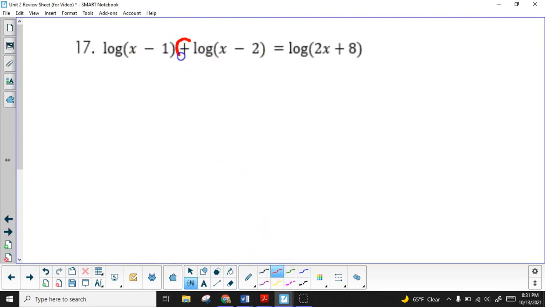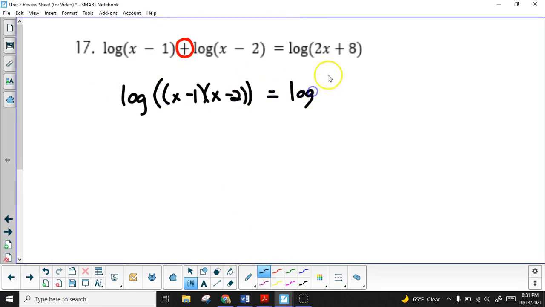So notice that we have a plus sign. So when we condense this, that means we're going to multiply these two parts together. So we will have log of x minus 1 times x minus 2 equals log of 2x plus 8. Now we have log of this amount on the left equals log of this amount on the right, and now we can use our one-to-one property and these logs cancel each other out.